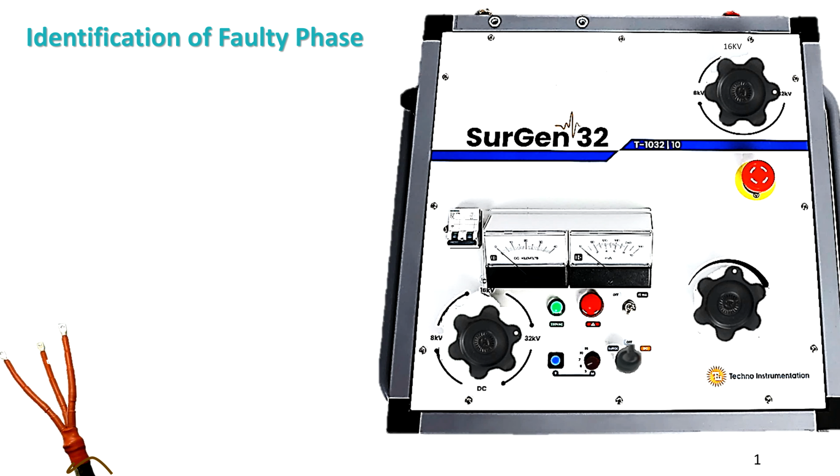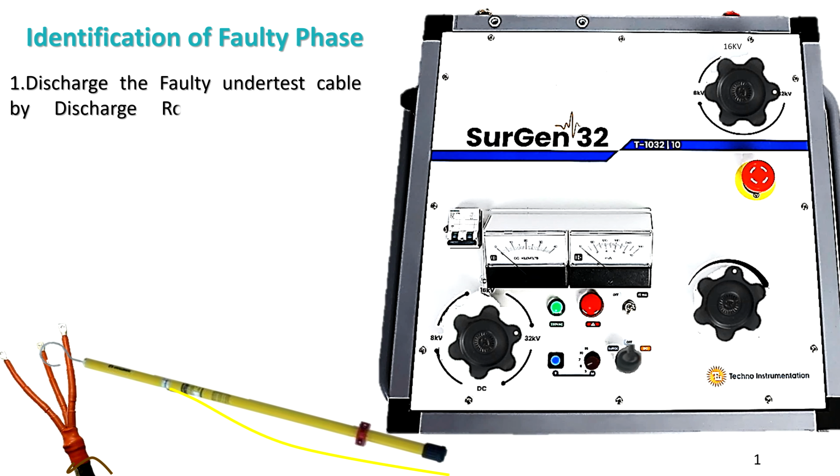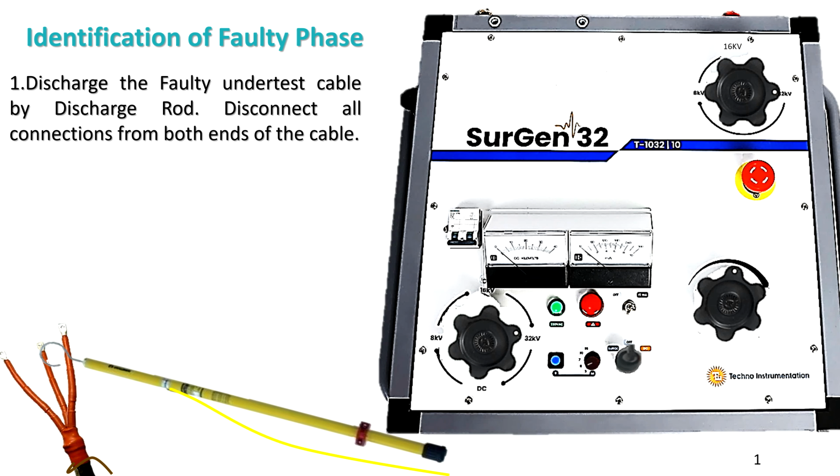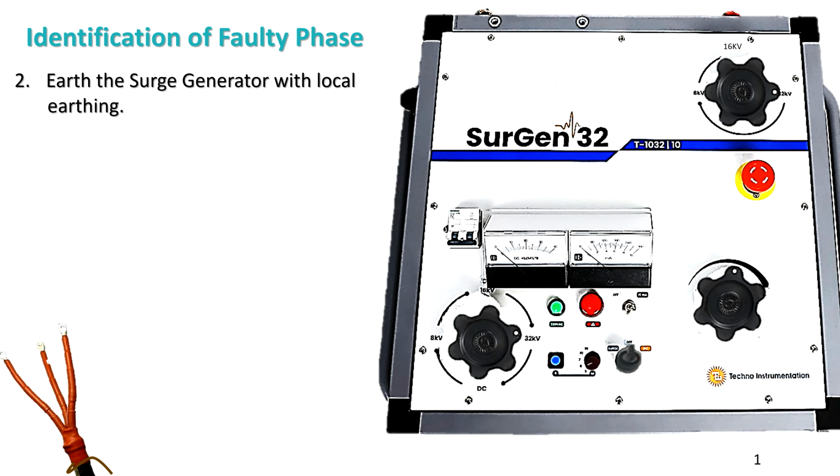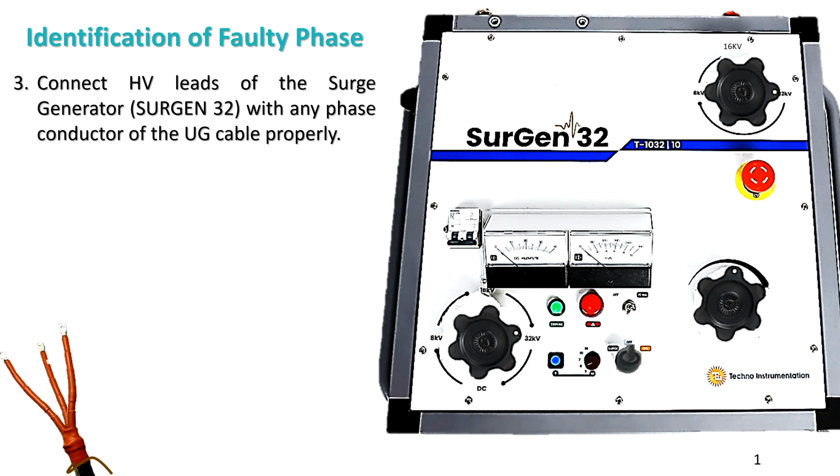The process of identification of the faulty phase of the under test cable. Discharge the under test cable by discharge rod. Disconnect all connections from both ends of the cable. Earth the surge generator with local earthing. Connect the HV leads of the surge generator with any phase conductor of the underground cable properly.